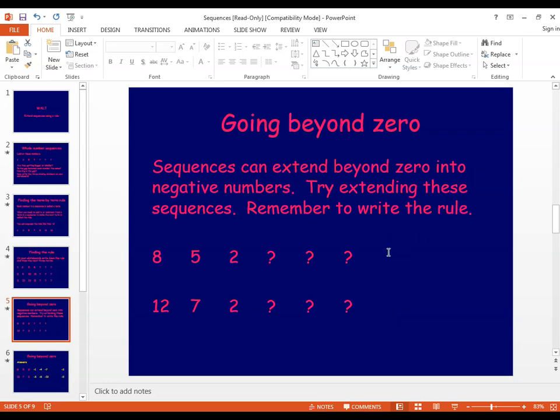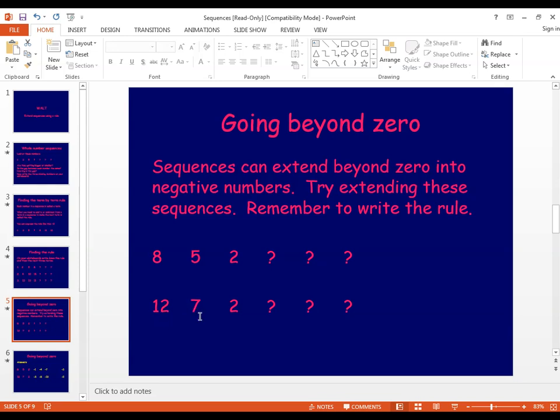We can also do this and go beyond 0. We know that after 0, these become negative numbers. So we have 8 to 5 to 2. So the term is minus 3 each time. So minus 3 from 2 would be minus 1, then minus 4, and minus 7.